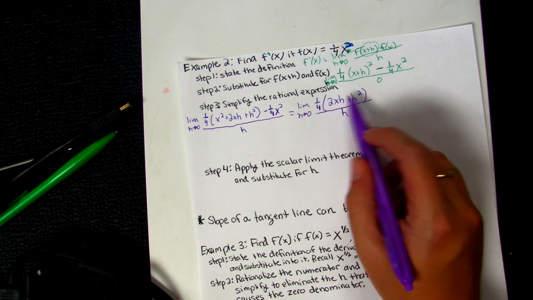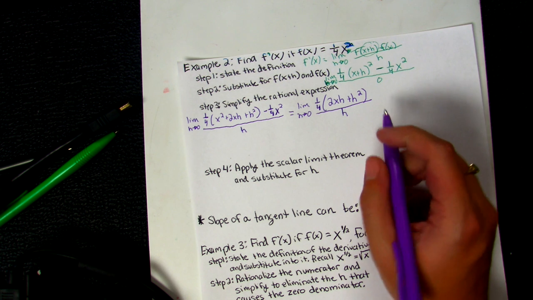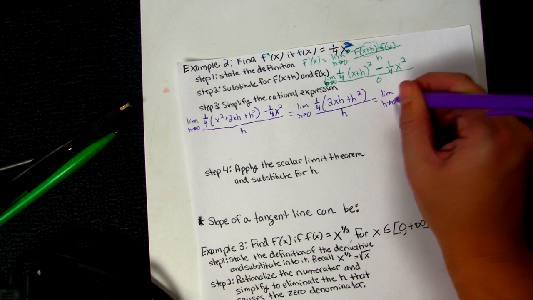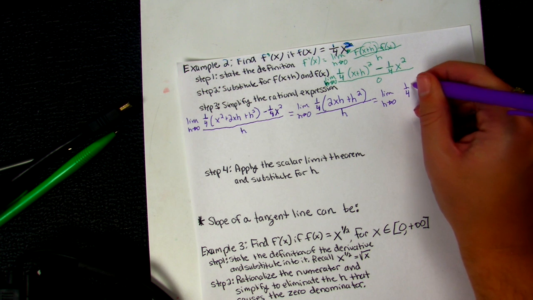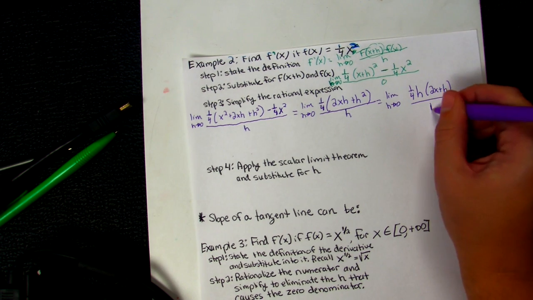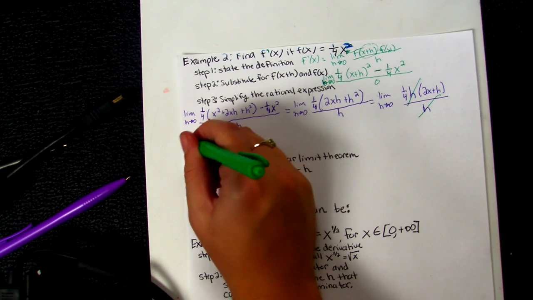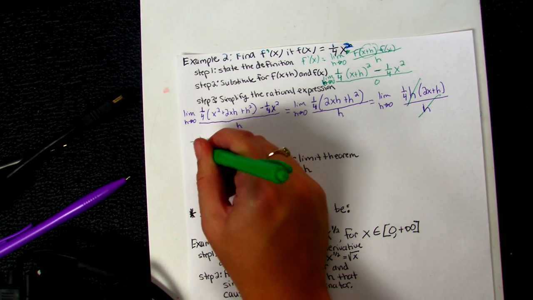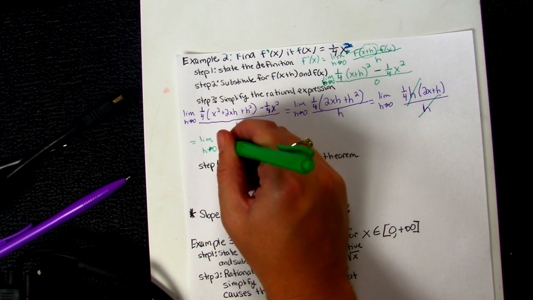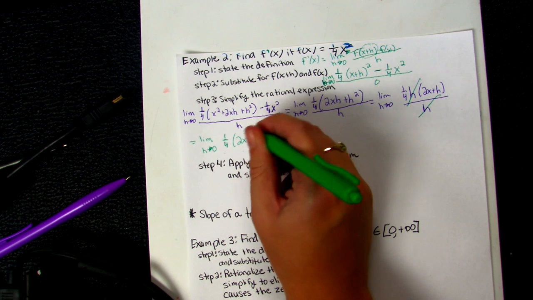There's a 2, I could factor out an h here as well. Let's go ahead and do that. So now I have the limit as h approaches 0 of 1/4 h, 2x plus h over h. These h's cancel. So now I have the limit as h approaches 0 of 1/4 times 2x plus h.